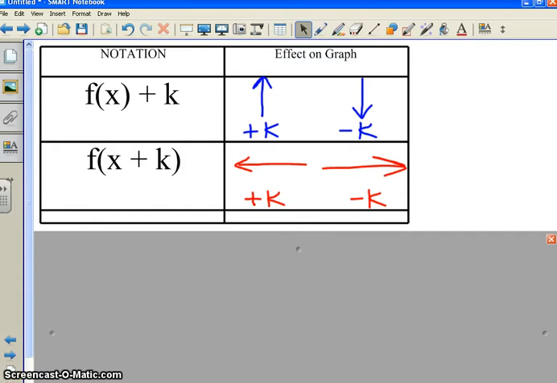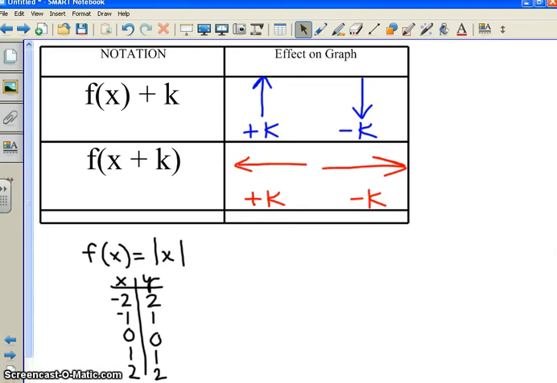And the very common question is, why the heck does that happen? I'm going to use the absolute value function to try to show you why shifting left and right goes the opposite of what we would expect. So I've got a t-chart here to show all of my negative values are turning into positive because they're the distance away from 0. And I'm going to transform this function into the absolute value of x minus 5. So my minus 5 is in with the x, inside of the sticks.